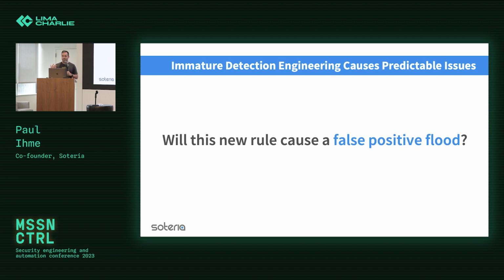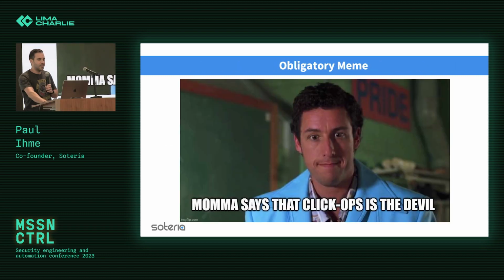Another big one is, will this rule cause a false positive flood, right? So I've got this new rule, I put it in place, I tested it here locally on my system, it works great. It detects the exact technique that I'm going to test, but is it going to cause some sort of false positive flood? Raise your hand if you've ever written a rule that accidentally fired on any new process creation. I've done that. And as it turns out, when you're monitoring tens of thousands of endpoints, there's a lot of processes that get created all the time.